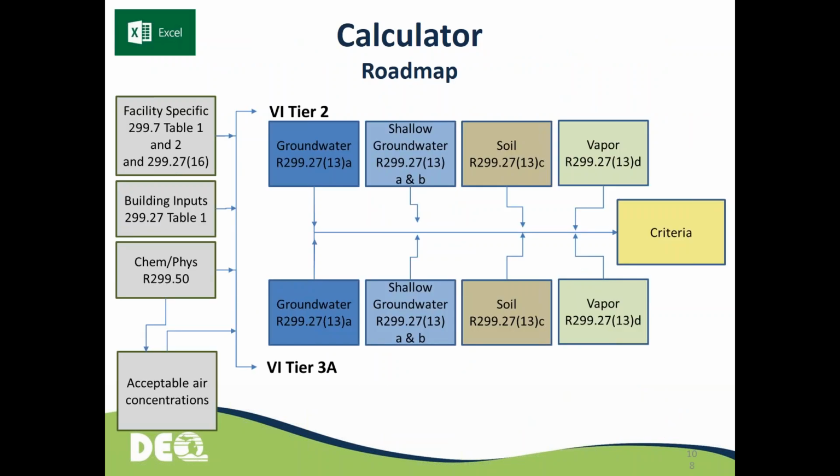All right, thanks, Shane. This is a generic roadmap of the tool and how it works. You can see on the left-hand side that it reaches out and grabs the chemical physical inputs and the building inputs that are identified in Rule 27 Table 1, as well as other values and soil inputs. The calculator will do all the math as appropriate for the groundwater, shallow groundwater, soil, and vapor, depending on which you have present on your site. The important thing is, again, it does the math for you. You just need to know the specific information.